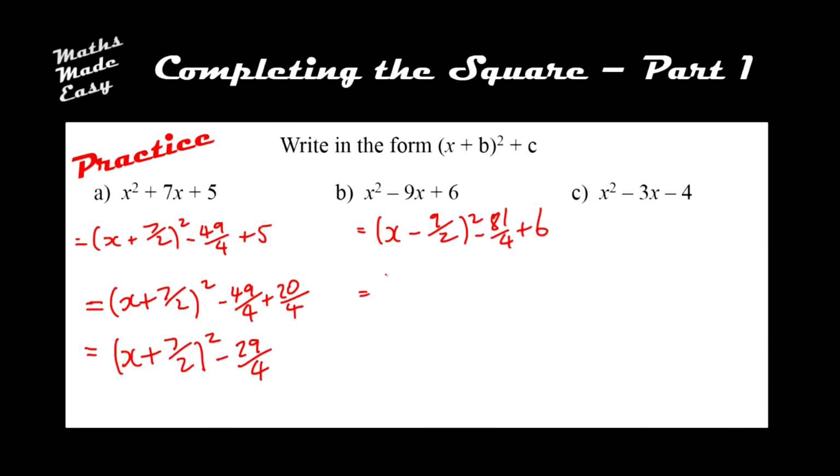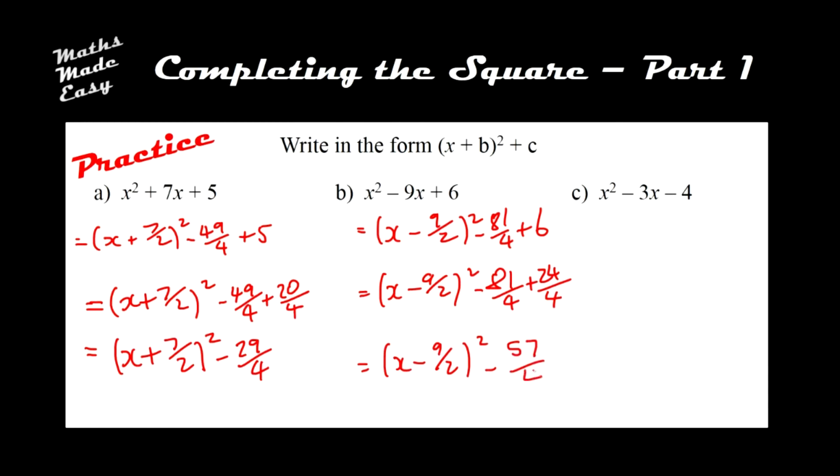For this next one, we have x subtract 9 over 2 squared, subtract 81 over 4 plus 6, x subtract 9 over 2 squared, subtract 81 over 4 plus 24 over 4, which equals x subtract 9 over 2 all squared, subtract 57 over 4.